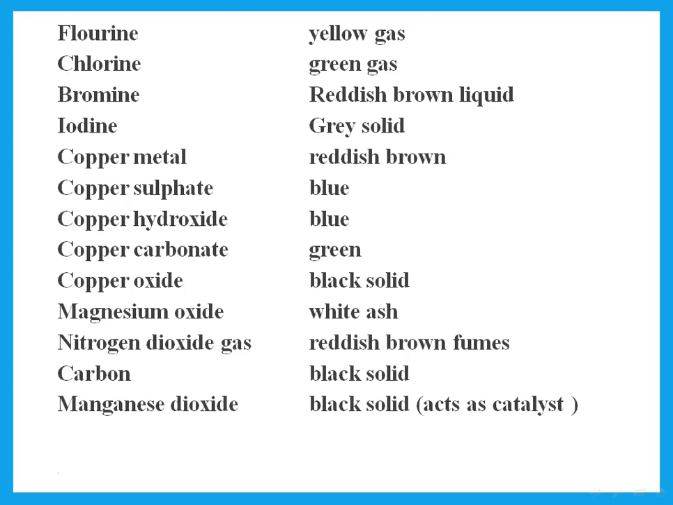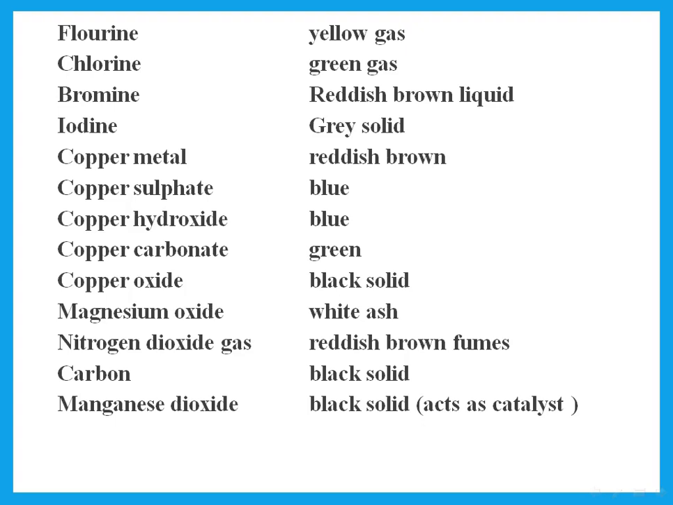And then we said copper. Copper as a metal, remember most of the metals are silvery in color, except copper. Copper is reddish brown. Now, the compounds of copper, copper sulfate, copper hydroxide, these are blue. Copper carbonate, you should know, is green, and copper oxide is a black solid. Remember magnesium, if I burn magnesium, it gives magnesium oxide, and this is a white ash.